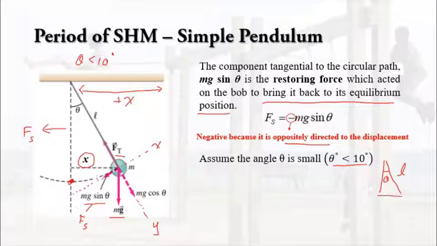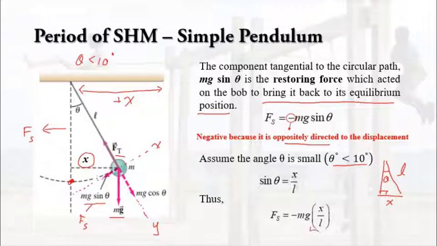Therefore, we can treat this as a right angle triangle, where the line at the bottom is known as x. Based on this right angle triangle, we know that sine theta is equal to x over L. So substitute this sine theta into our restoring force equation. We are going to get Fs equals negative mg times x over L. So this x over L is our sine theta.